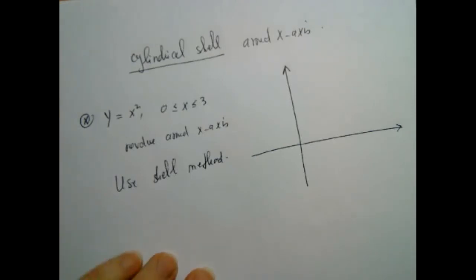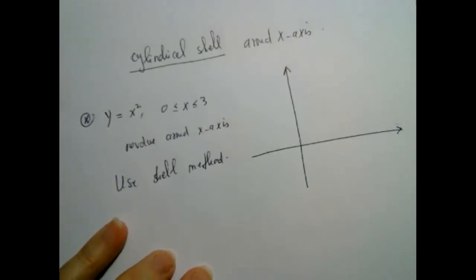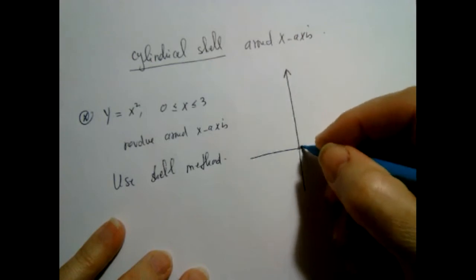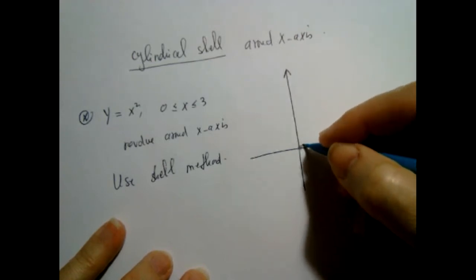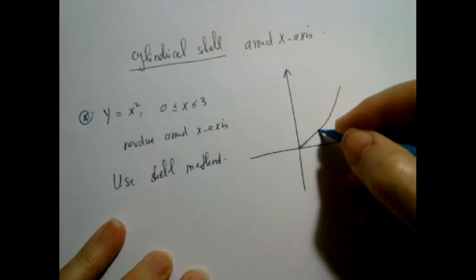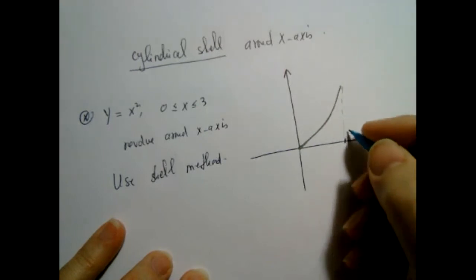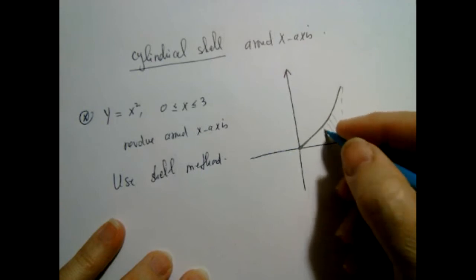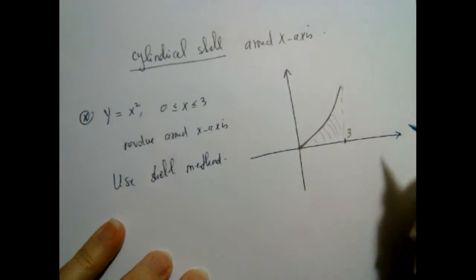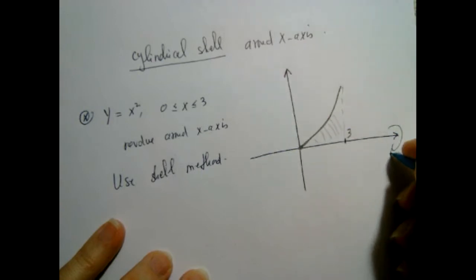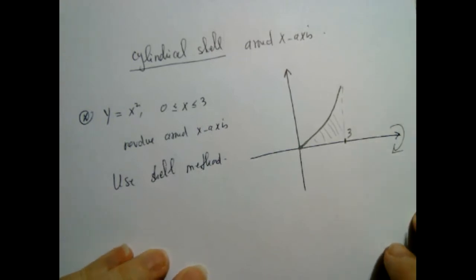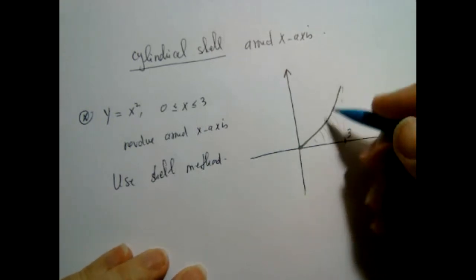All right, so always graphing. That's the starting point for any of those. So I'm going to start here. This is y equals x squared between 0 and 3. This is the region. And we want it around the x-axis. So this is the x-axis right here. And we want to revolve that, okay?